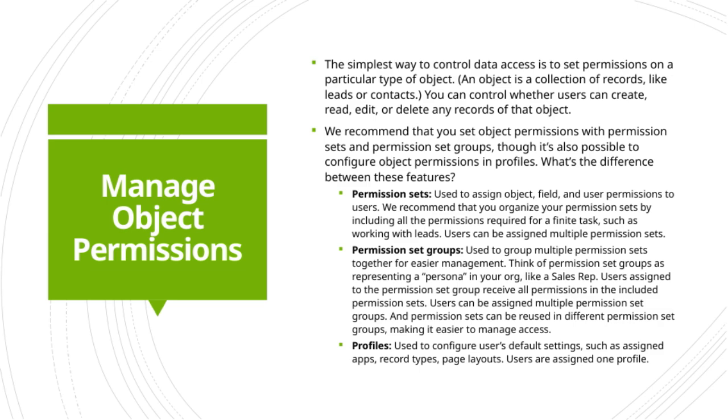Profiles, on the other hand, are more about default settings, like which apps users see, record types, or page layouts. Every user gets assigned one profile, which sets the baseline for their experience. When it comes to managing object permissions, using permission sets and permission set groups gives you more granular control and easier scalability. It's a powerful way to ensure users have exactly the access they need, no more, no less.